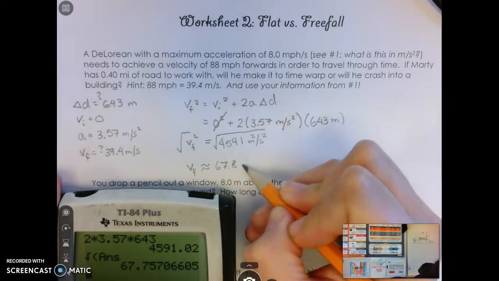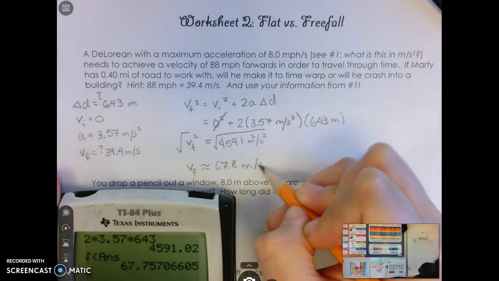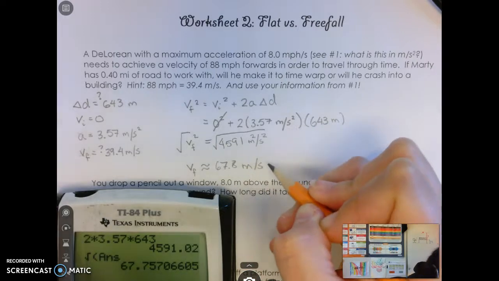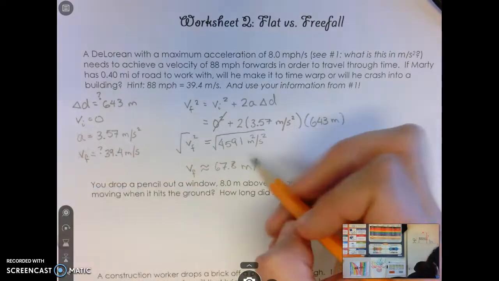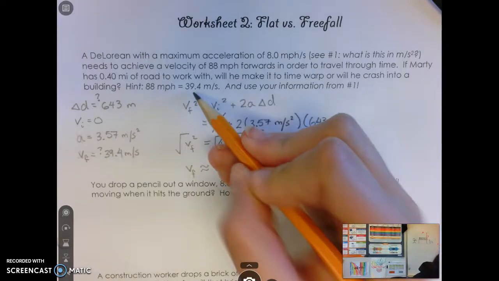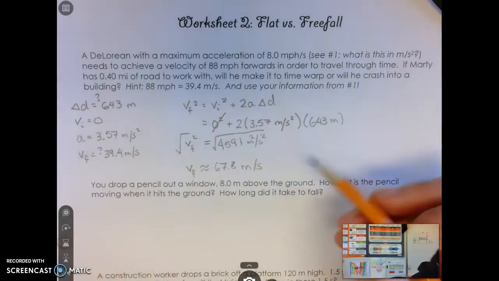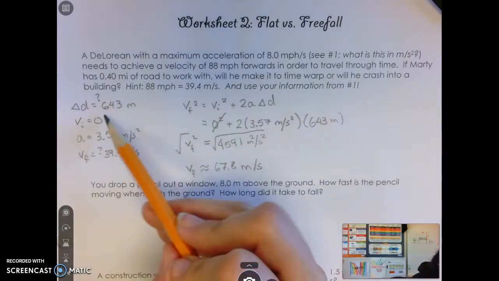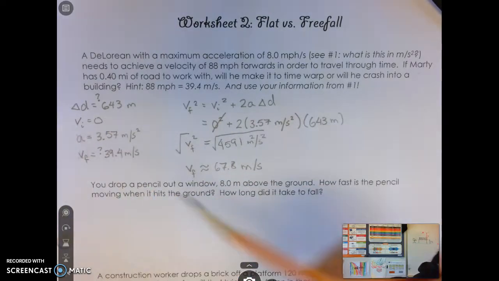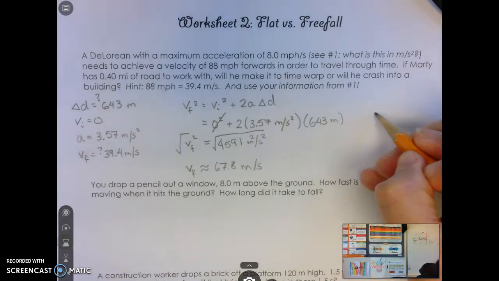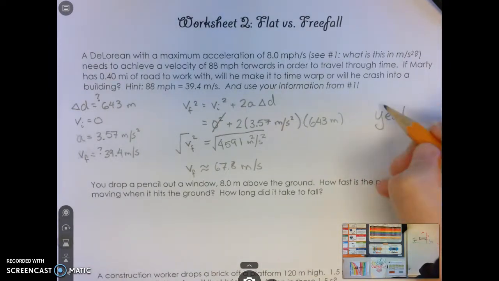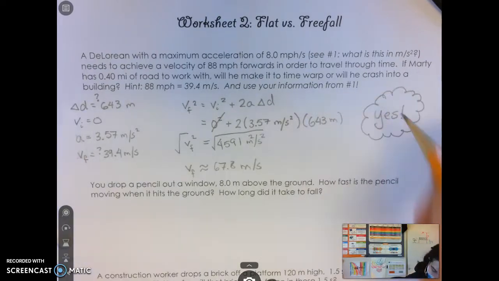The answer to this question is yes, he will be fine. How did you know? Because his final velocity was at 39.4 long before he reached the end of the road. If instead you asked how much road do you need and found that Marty only needed 217 meters of road, you will also get the final answer of yes, he will be fine.